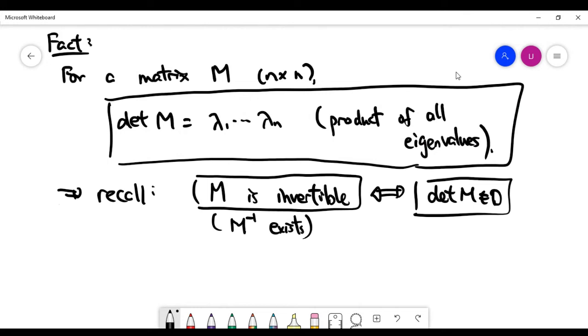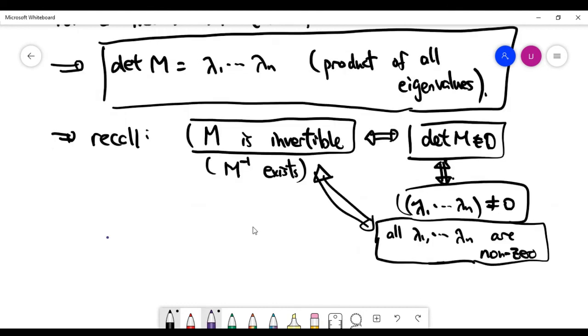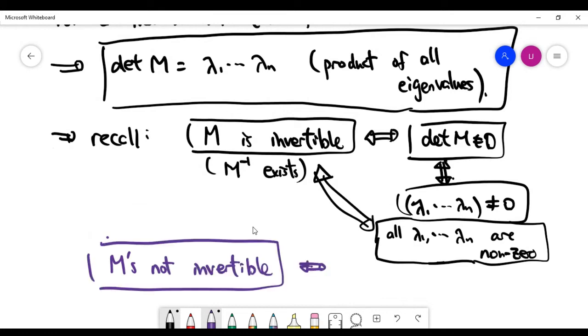Can you give me some new conclusion based on this black box you just have seen? You see, the determinant of M being non-zero is equivalent to the fact that you multiply all the eigenvalues together and the product is non-zero, right? And it means that M is invertible if and only if all the eigenvalues are non-zero. Or the other way to say it, M is not invertible if and only if the product of all the eigenvalues is 0. It means at least one of the eigenvalues is 0.